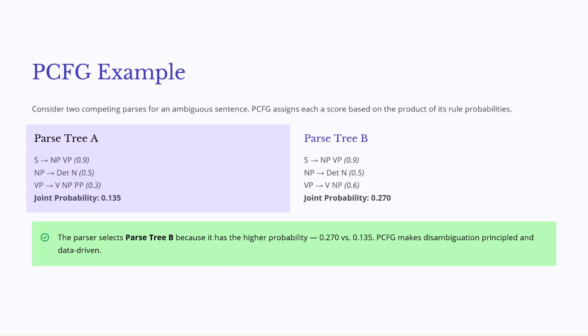So when you have ambiguous sentences, you know that you will be drawing two different types of parse trees. When you draw them, some probability value will be assigned to each particular grammar rule and then you multiply that. Whichever has the highest probability, you select that parse tree as the correct one, so that sentence will be taken. So PCFG makes disambiguation principled and data driven. That is the main use of PCFG.